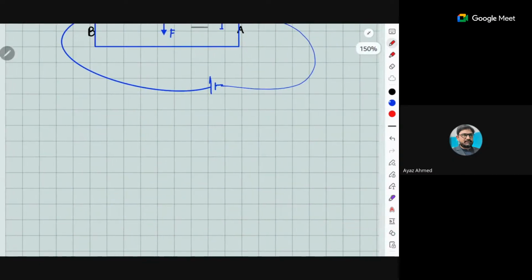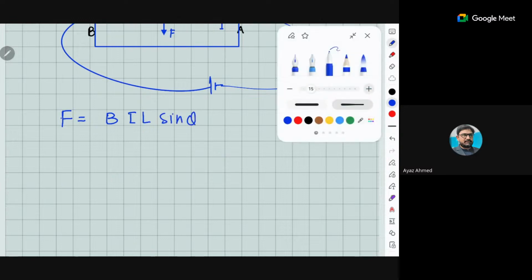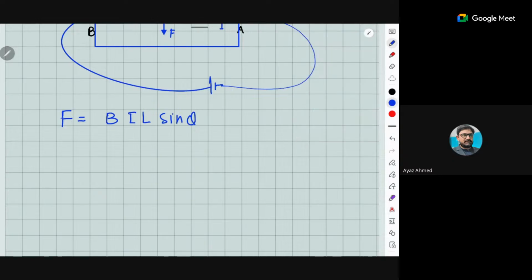And the force I have shown to you, but when we calculate that force, we simplify it. The force acting on this wire was BIL sine theta. And the wire is at 90 degrees, so that force is equal to BIL, because theta is equal to 90 degrees and sine 90 goes to 1.